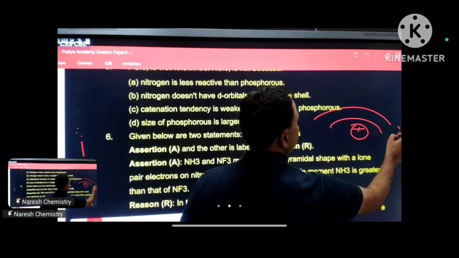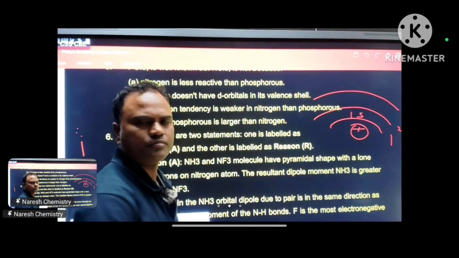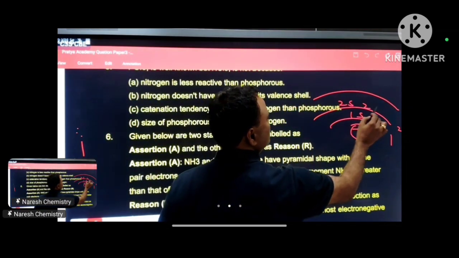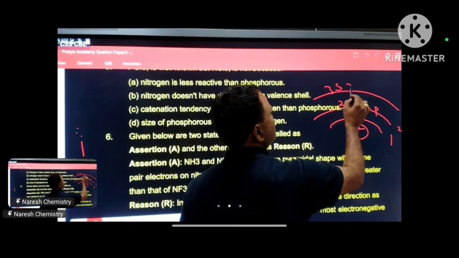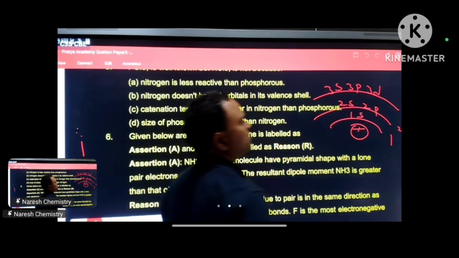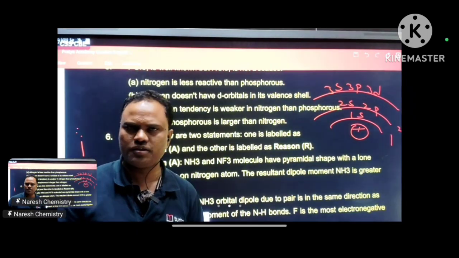First, second, third. This is 1s, 2s, 2p, and the third one is 3s, 3p, 3d. D orbital starts from the third period onwards. Okay.